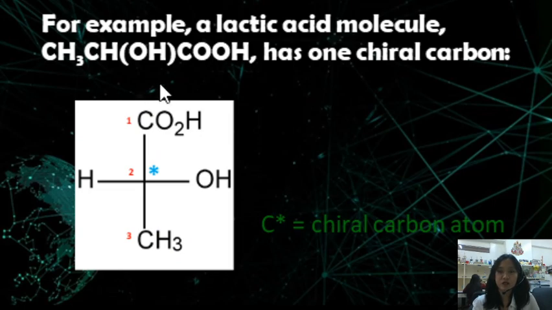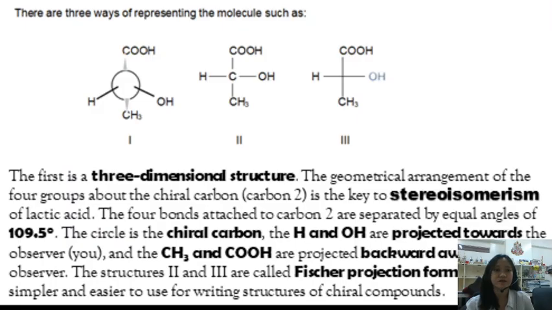Okay, so, for example, you have lactic acid molecule or CH3CHOHCOOH. So, ilan ang chiral carbon for your lactic acid? You have the second carbon as your chiral carbon atom because it has the carboxylic group, the methyl, the hydroxide, and the hydrogen functional groups. Magkakaiba-iba. So, may isa siyang chiral carbon atom.